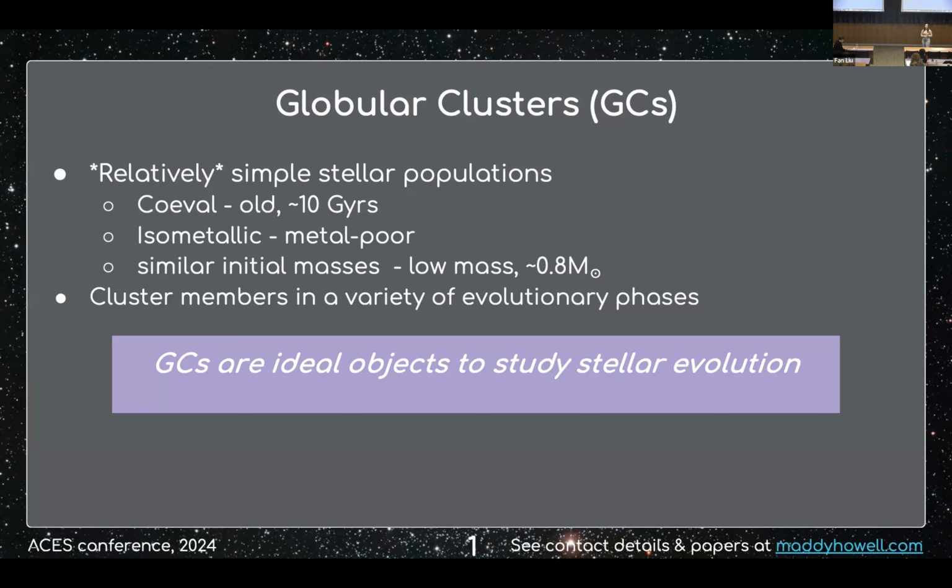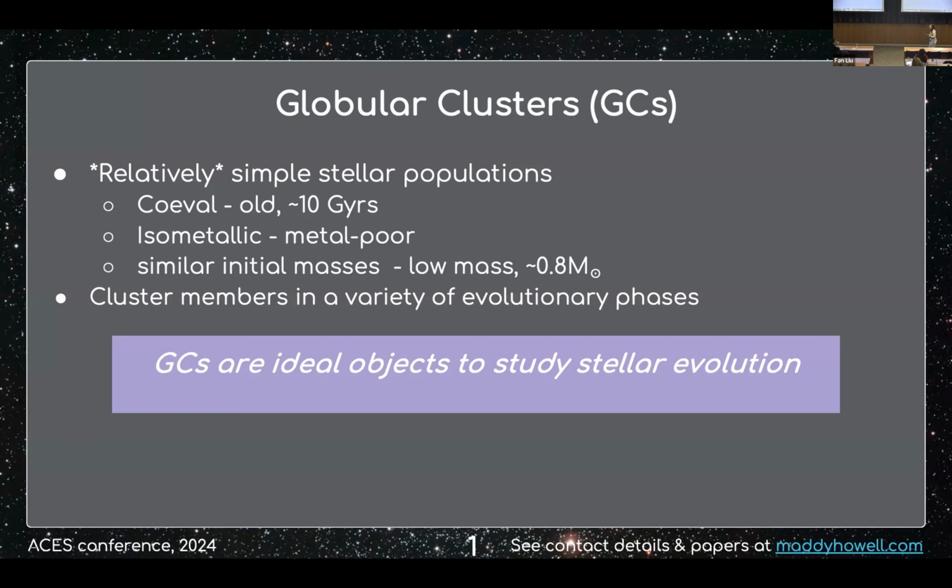Simple stellar population means that all the stars are coeval, so they have the same age, where we see globular cluster stars as being very old. They're isometallic, so the same metallicity. Because of their old age, they're all metal poor. And we also see stars with similar initial masses, again due to their old age, where they all have low mass. GC stars have a typical mass of 0.8 solar masses.